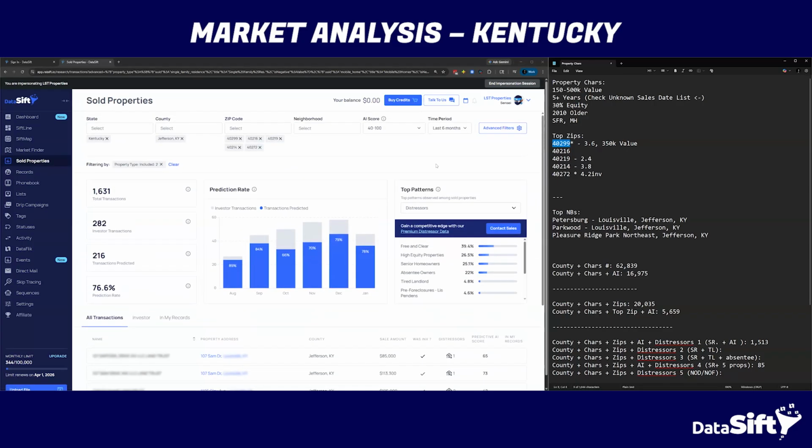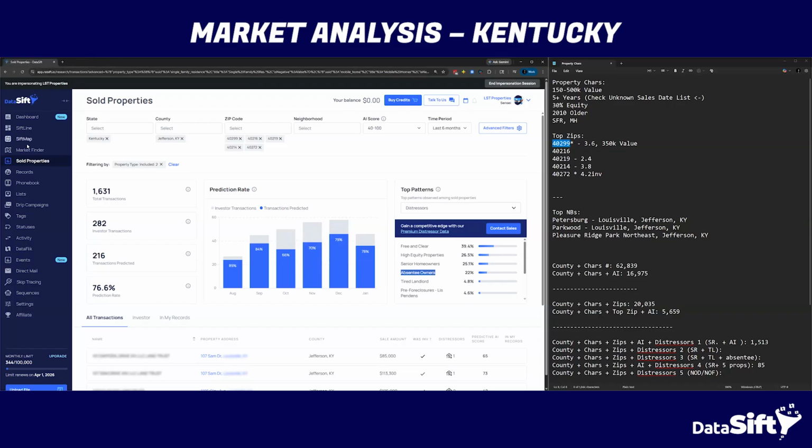Okay. So what I can do now is I can see my distressor patterns being equity. Nearly 70% of the properties that sold are equity. So I know that applying an equity percentage is definitely something that I want to do. 22% are absentee owners, but that means that the rest of them are not. And so the only time I would ever only do absentee owners is if I'm specifically trying to target somebody. Okay.